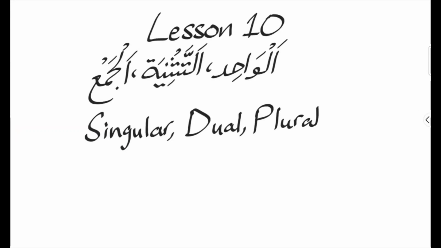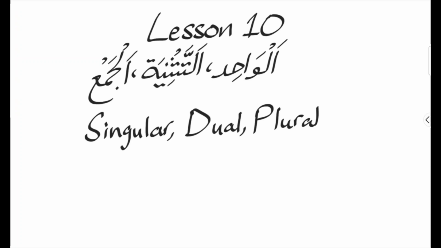In the previous lessons, we saw that verb forms can be singular, dual, or plural. For example, fa'ala, fa'ala, fa'alu. Fa'ala is singular, fa'ala is dual, fa'alu is plural. Likewise, yaf'alu, yaf'alani, yaf'aluna. If'al, if'ala, if'alu. La taf'al, la taf'ala, la taf'alu, etc.